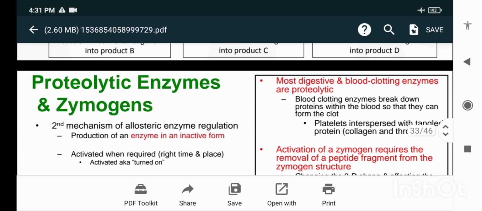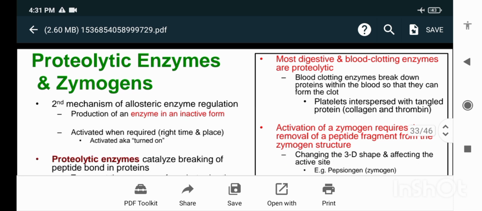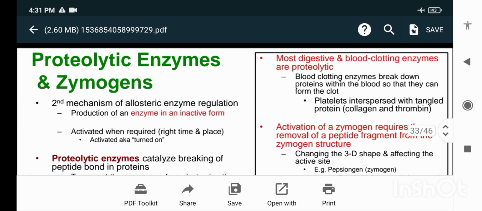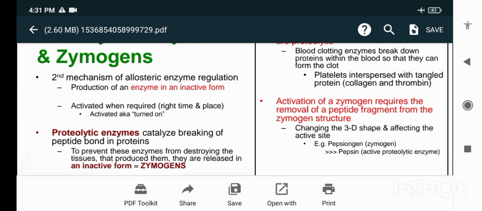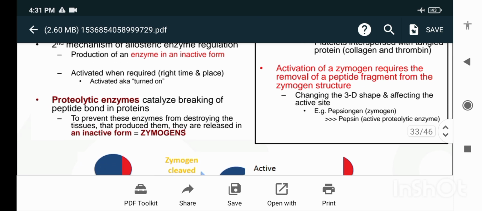Proteolytic enzymes and zymogens. The second mechanism of allosteric enzyme regulation is production of an enzyme in an inactive form, activated at the required time and place, turned on. Proteolytic enzymes catalyze the breaking of the peptide bonds in proteins. To prevent these enzymes from destroying the tissues that produce them, they are released in an inactive form.